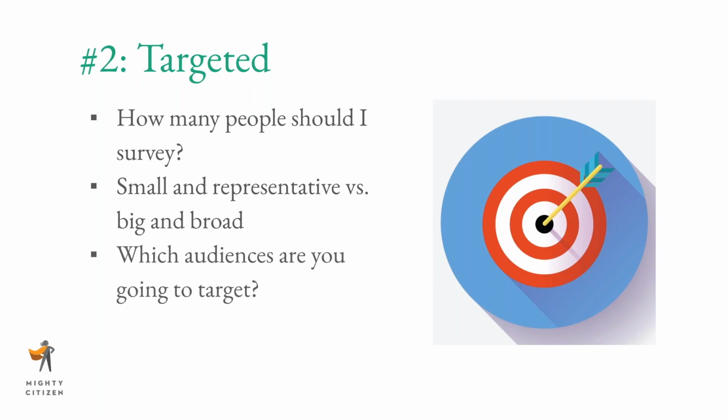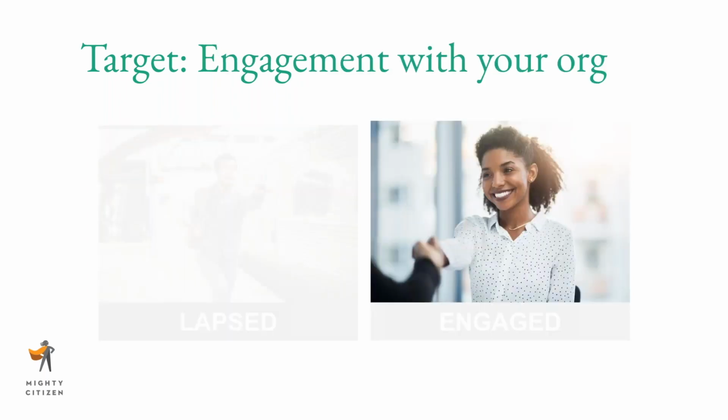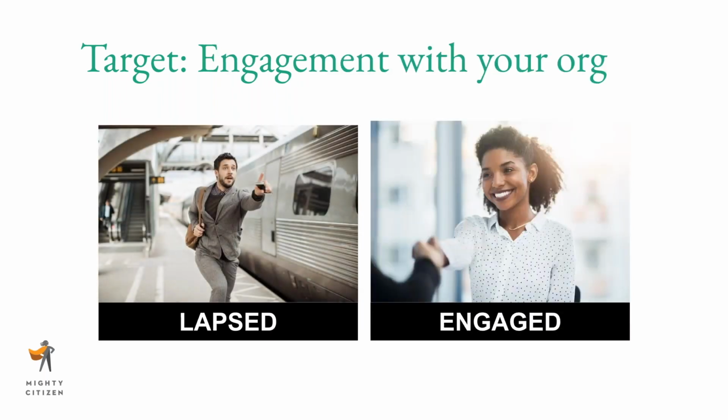So think about which audiences you're going to target. As I mentioned, you can slice and dice them lots of different ways. So one option is to slice them by age. So perhaps you have younger members or younger donors that you want to talk to versus older donors, how they interact with the org. We know that younger audiences want different things from us, and so you can run a survey solely based on age. You can also base it on lapsed versus engaged audiences. So for example, if you're an association, you could survey lapsed members versus engaged members and see the difference there, or donors or alumni members.